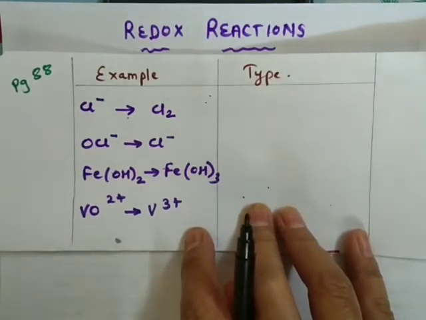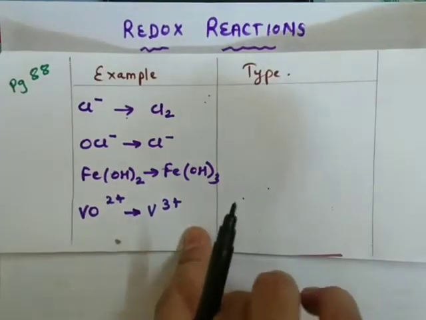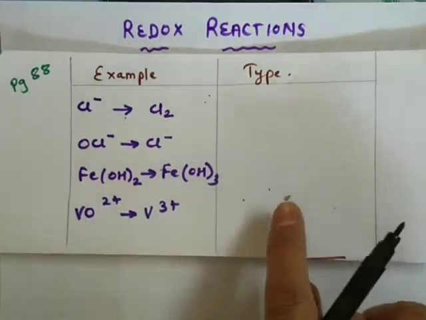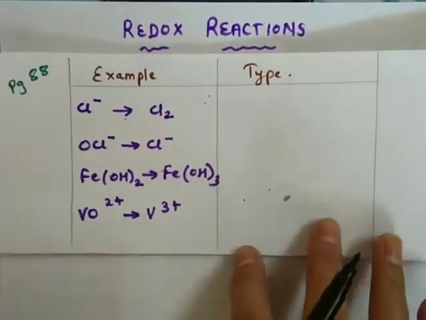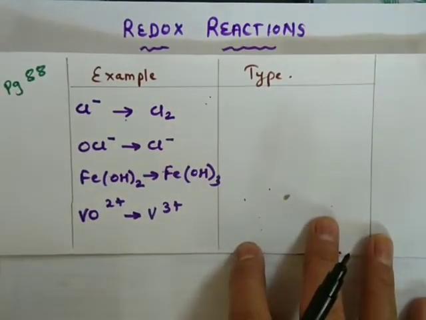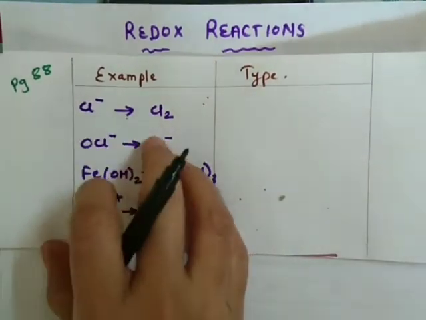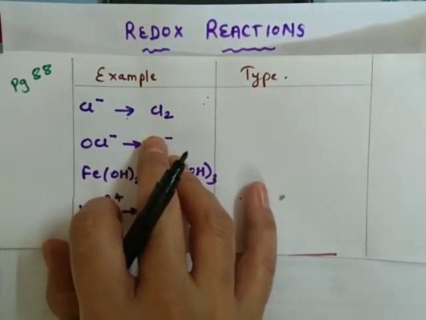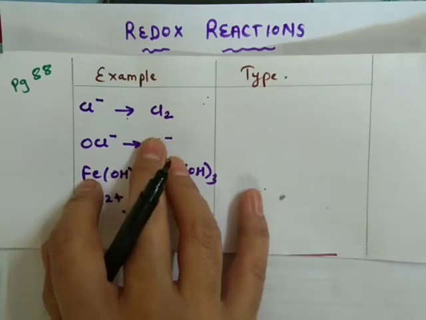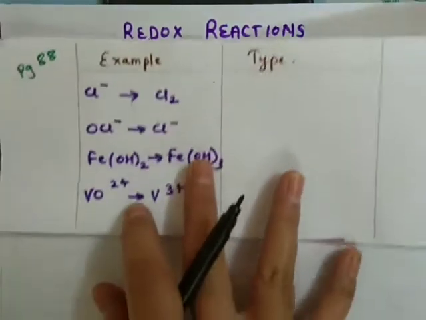आपको बताना है which type of reaction it is. Okay, तो first column में आपको questions दिए हुए हैं और second में आपको बताना है whether it is oxidation or reduction. So let's solve it. First one you can see it is Cl minus changing to Cl2. So just see the oxidation number of chlorine. On left side it is -1.